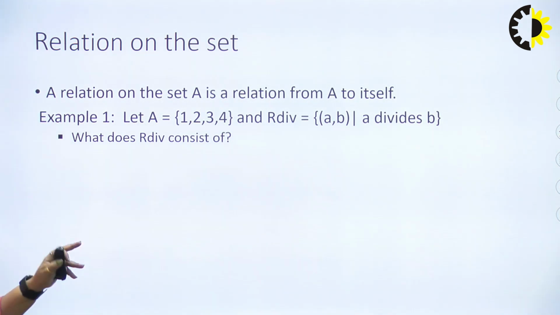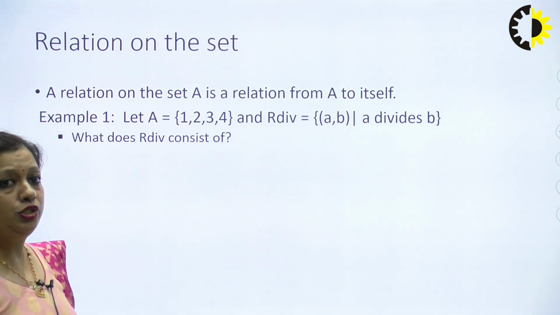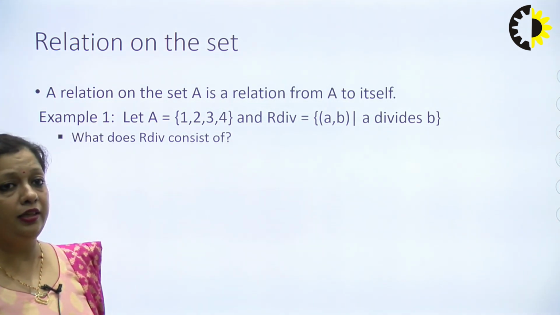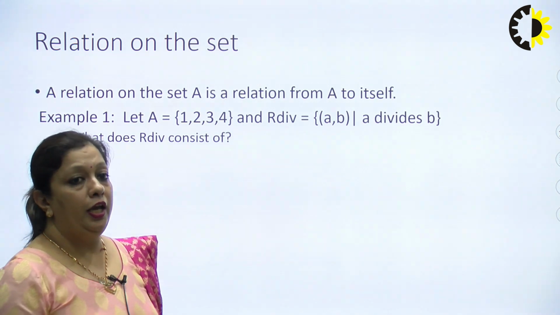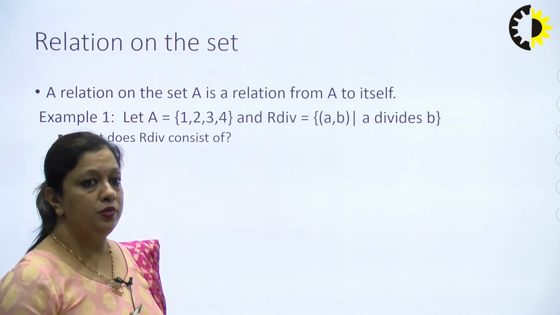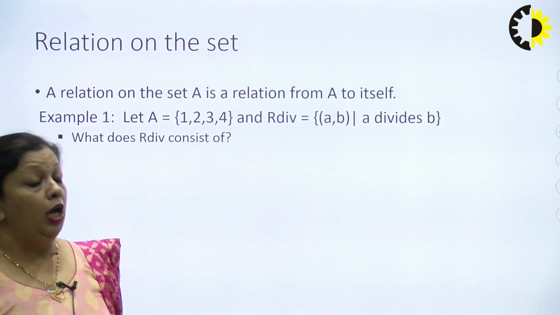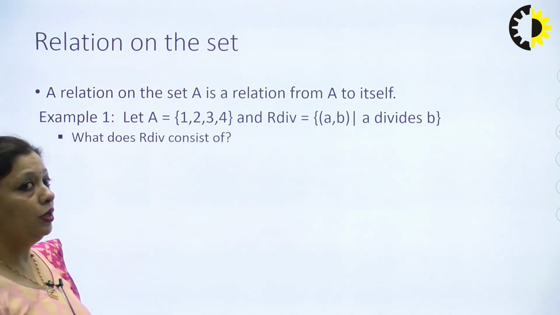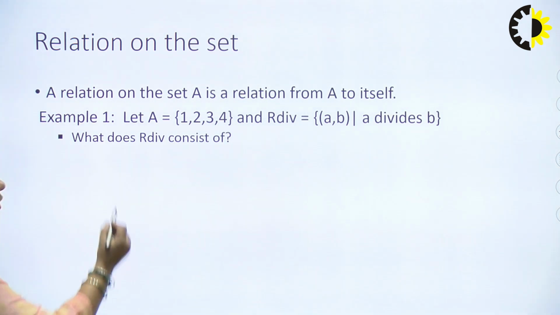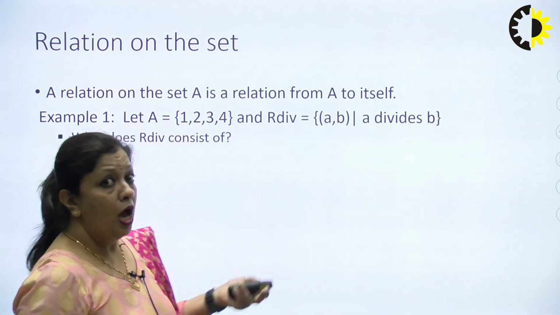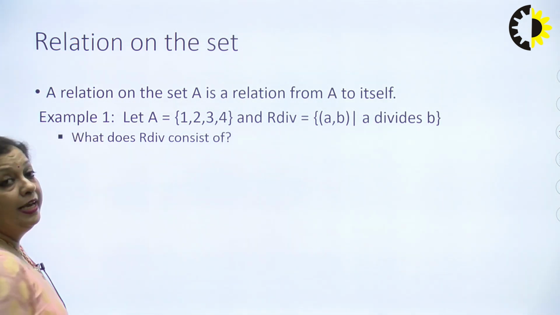Now, by this time, we were talking about relations on two different sets, a set A and a set B, where we were saying that the ordered pair (a, b), small a has to be from set capital A and small b has to be from set capital B. Now, we will be talking about a relation on a single set. Suppose I have a single set A for which I want to define a relation to itself. How can I do that? Now, let us take an example.